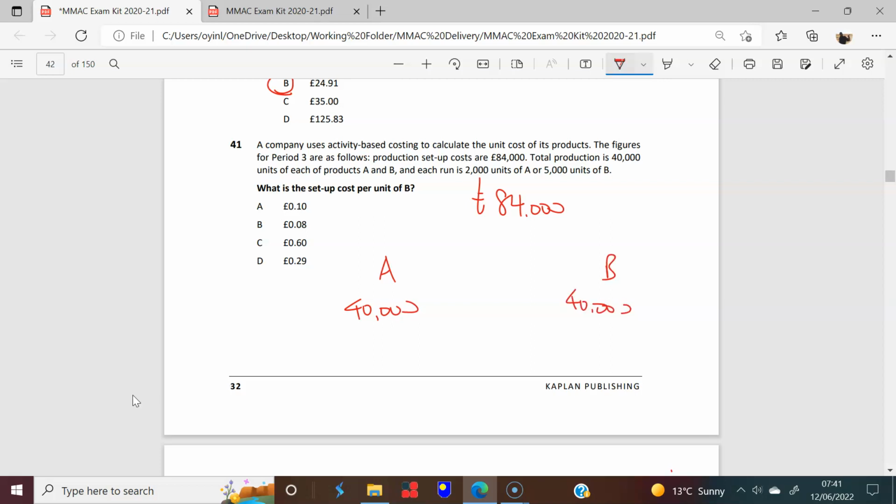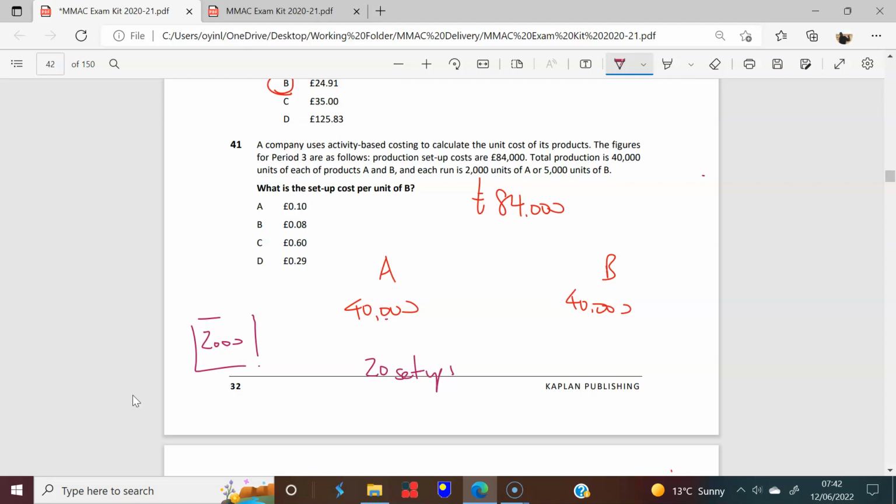Then we're told that for each run of A, every time you make A, you do them 2,000 at once. So that means to get the total output here, you must have had 40,000 divided by 2,000, which is 20. You must have had 20 runs or 20 setups.